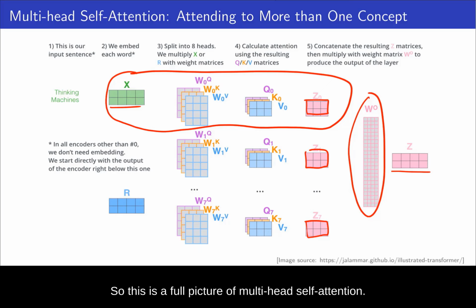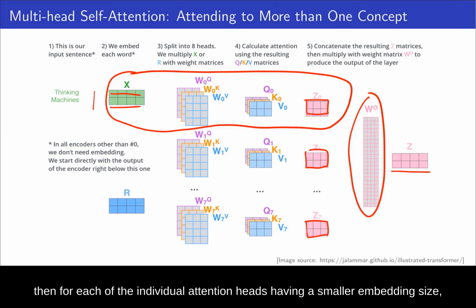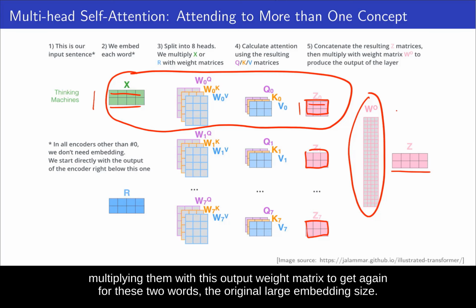So this is a full picture of multi-head self-attention, how you can actually compute this in matrix form. And yeah, we have the whole picture here of having, well, 2 words having the large embedding for them, then for each of the individual attention heads having a smaller embedding size, still for 2 words, concatenating all of them, multiplying them with this output weight matrix to get again for these two words the original large embedding size.